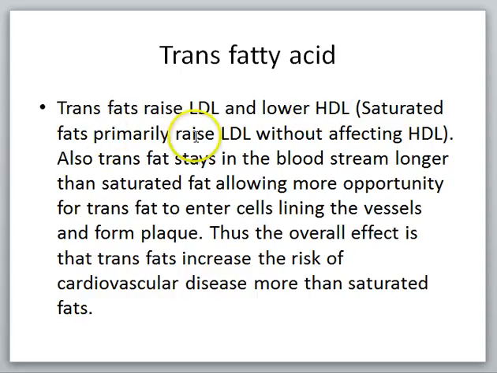Saturated fats will primarily just raise the bad stuff without affecting the good stuff, the high density lipoproteins. So, the trans fatty acids basically hit us with a double whammy. It raises the low density lipoproteins, lowers the high density lipoproteins. Also, these trans fats tend to stay in the bloodstream longer than saturated fats, and that allows for more opportunity for the trans fats to enter the cells lining blood vessels and form plaque. So the overall effect is that trans fats increase the risk of cardiovascular disease more than saturated fats.